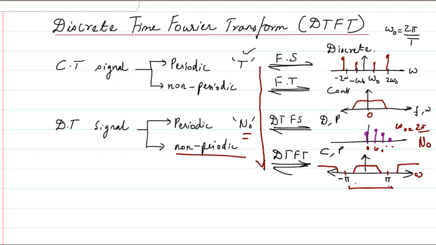Now one of the things we have to see is, why is it like this? Why is it periodic and continuous? I will explain that with the help of the sampling that we have studied.